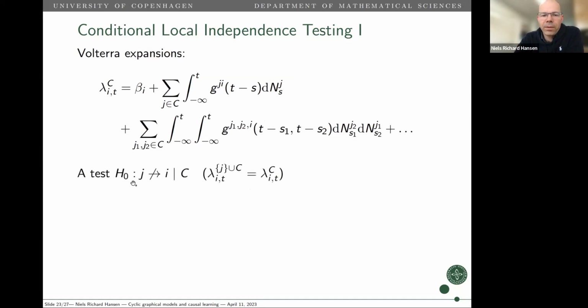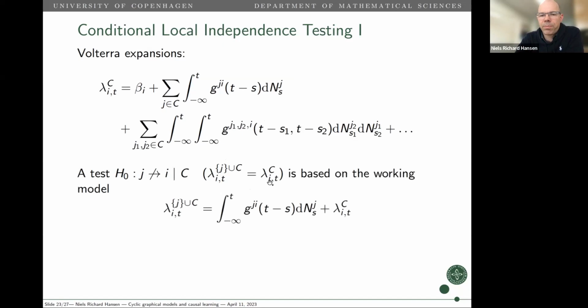And then we can try to test the hypothesis of conditional local independence of i from j given C here. And remember, this is a matter of testing whether the intensity when we include J in the history is the same as the intensity if we didn't include J in the history. So that's the probabilistic hypothesis we want to test.